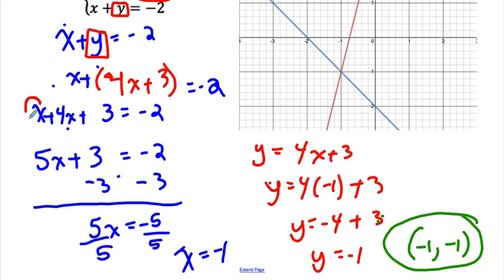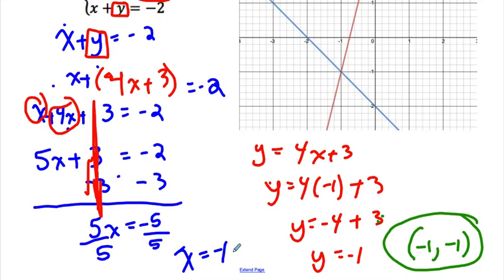Then I combined my like terms, so x plus 4x gives me 5x. I brought down the plus 3 equals -2. Then I started moving things around. This was a positive 3, so I did the opposite and subtracted 3. 3 minus 3 is 0, so those are gone. I brought down the 5x. -2 minus 3 is -5. And then my last step, I divided both sides by 5 to get x by itself. -5 divided by 5 is -1.